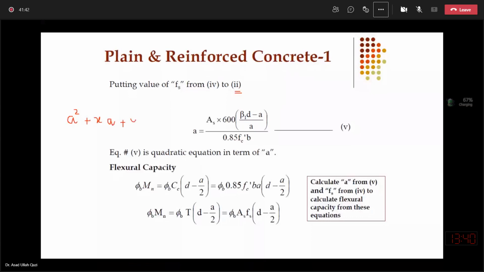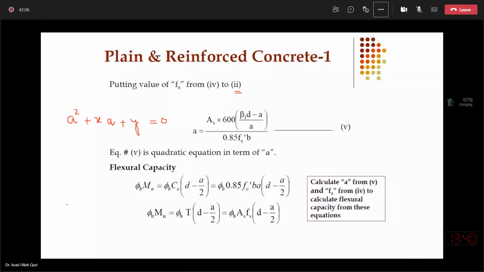So if you simplify this equation, x and y are coefficients. Equation 5 will give you a quadratic equation of A. You will get two roots of it. One root will be positive and the other will be negative. Distance can't be negative.